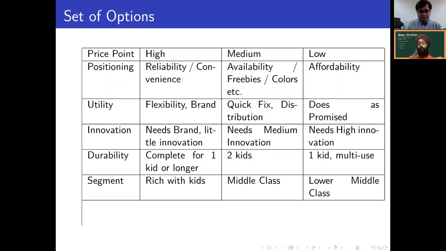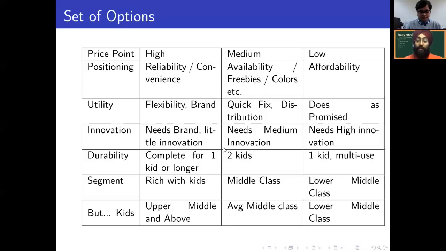So usually, if you look at the segment based on the prices, the segment for the high price point will be rich kids, rich people with kids. For medium, it will be the middle class. For low, it will be lower middle class. But you're forgetting something. This is a product with kids. The best thing about products with kids is people are willing to spend out of their budget as well, right? Which means that the upper middle class is also willing to buy a product that you might have only for the high income group.